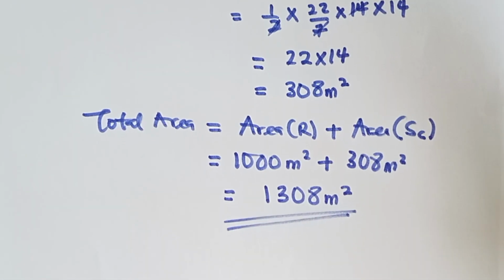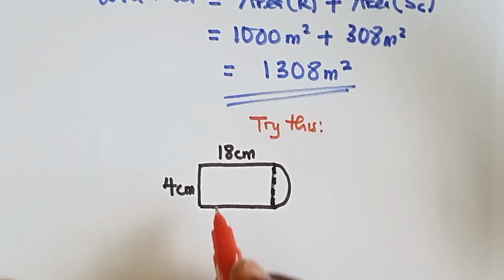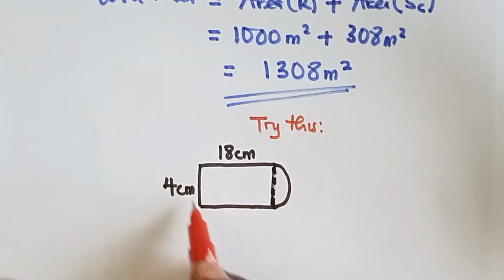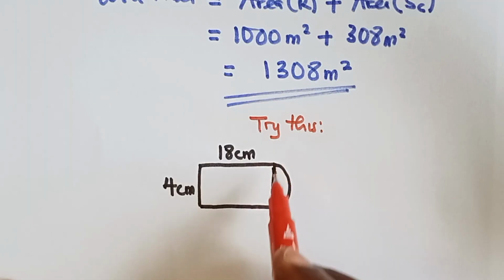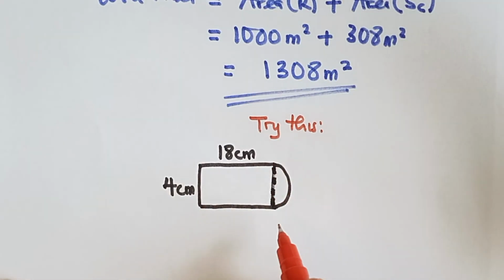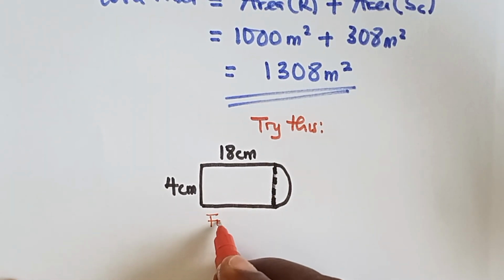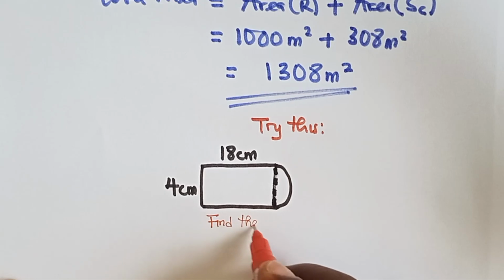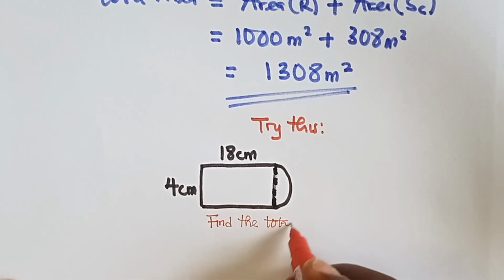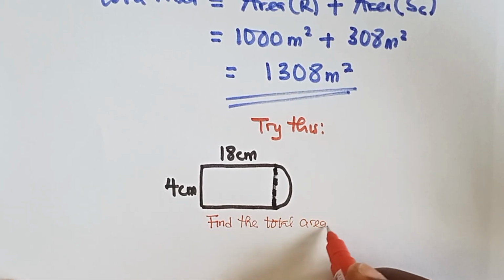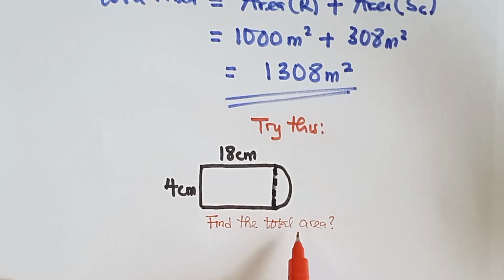Right, so let's try something very similar. All right, so let's find the total area of this shape. We have a rectangle and we have a semicircle. So let's find the total area. Okay, find the total area of this shape.